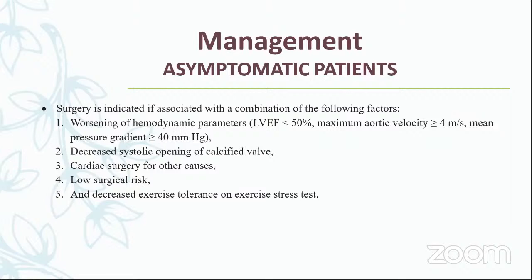In asymptomatic patients, the general indications are worsening of hemodynamic parameters: the ejection fraction is less than 50, the velocity is more than or equal to 4, and the mean gradient is more than or equal to 40. Other indications are decreased systolic opening of a calcific valve, the patient undergoing cardiac surgery for other causes with low surgical risk, and decreased exercise tolerance on the exercise stress test.